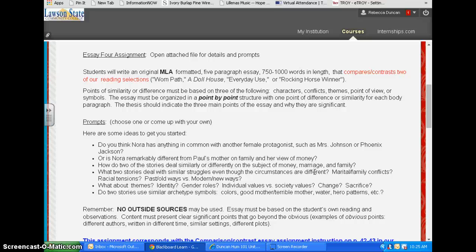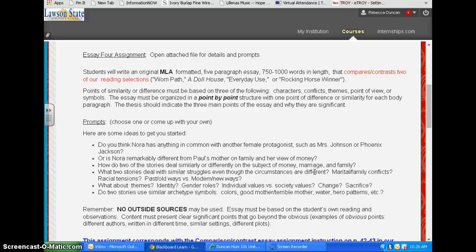And here's some ideas. Marital and family conflicts, okay? Racial tensions, past old ways versus modern new ways. So, there's an idea. Maybe you can come up with another one and you put that in a different one that fits. So, dealing with struggles, conflicts, looking for that similarity or how they deal with them differently.